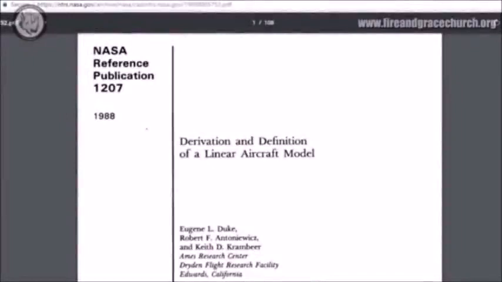Now let's get to the government documents. Google NASA document 1207. You can pull it up, and it'll take you straight to nasa.gov. You can pull up the PDF. You can read this for yourself. This is free information. Okay?